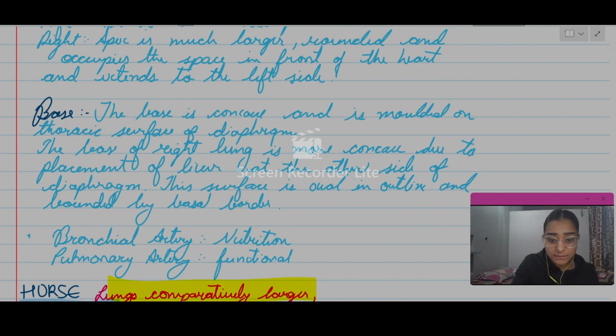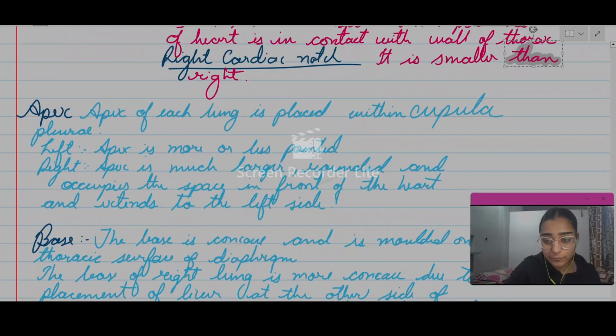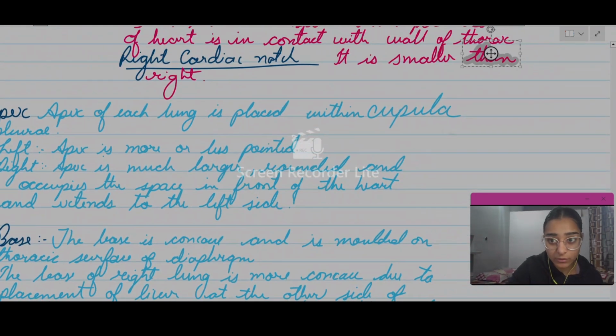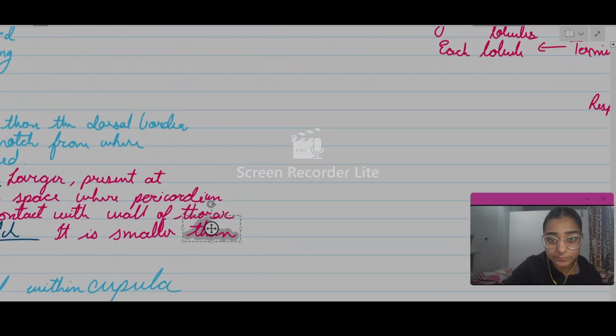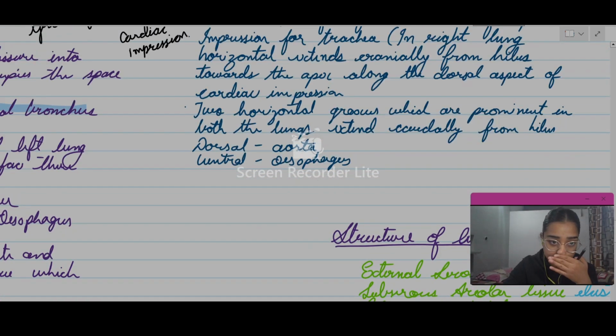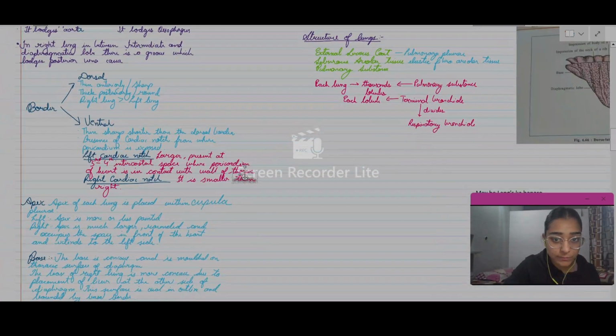Base and apex is already discussed, and bronchial artery is also called nutritional artery, and pulmonary artery is the functional artery. You can use these 2 points. These are also important for exam. You can get match the following or any filling the blanks from here. So this was all about the lungs.